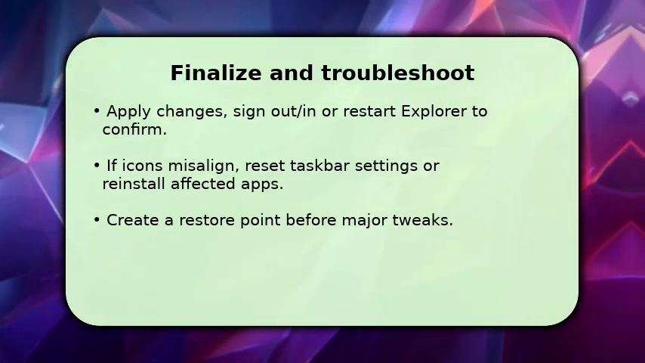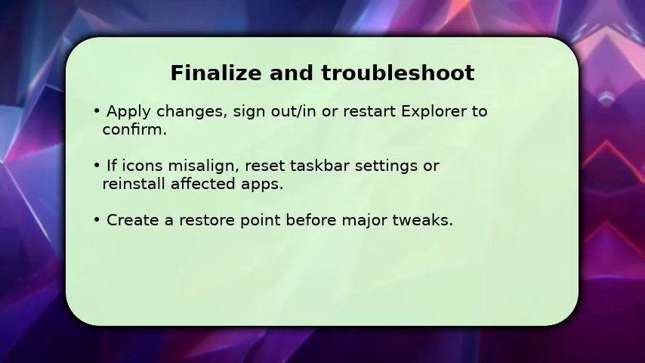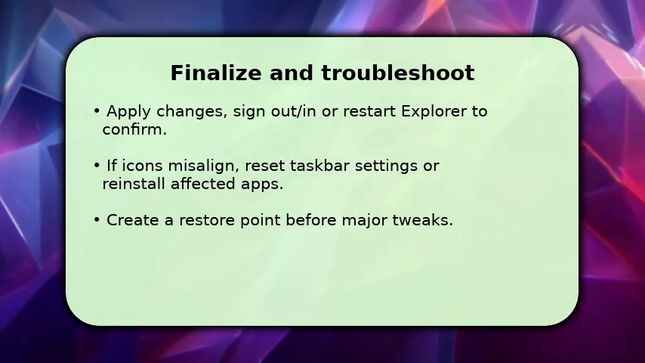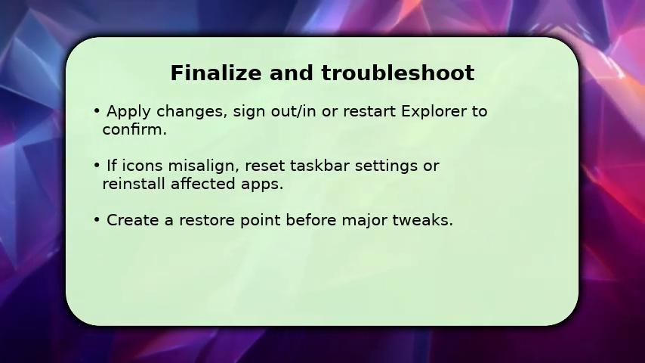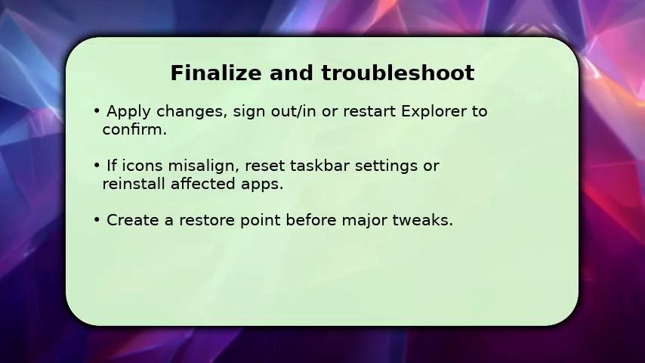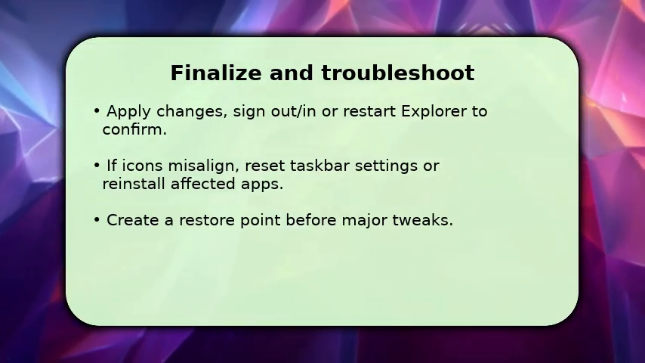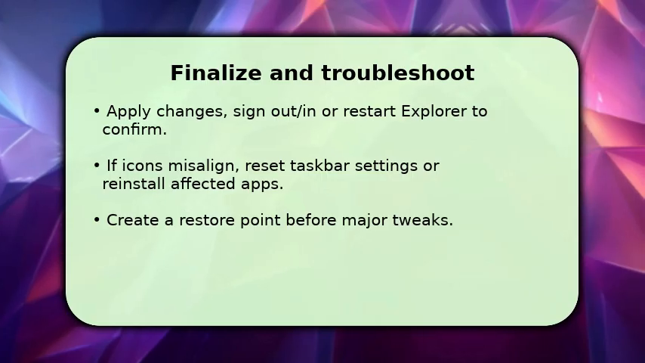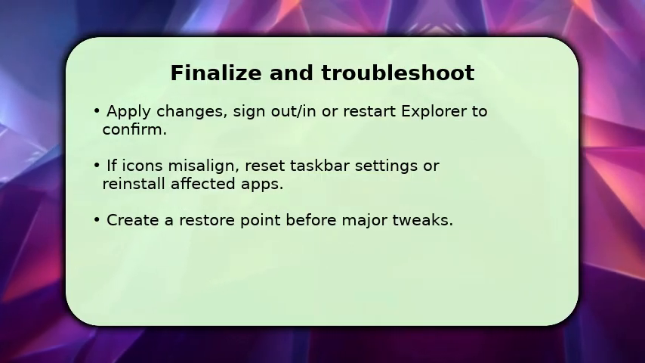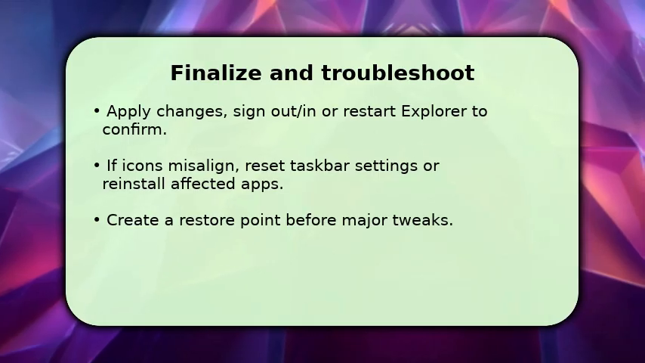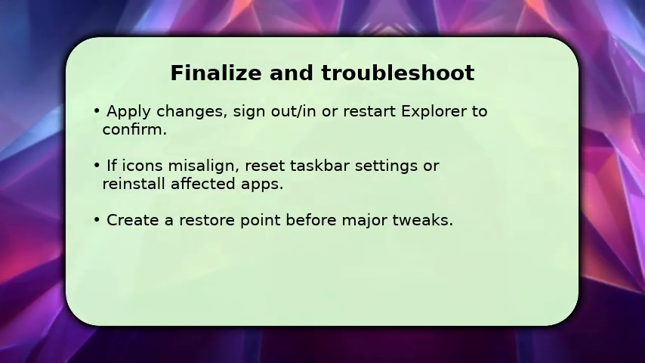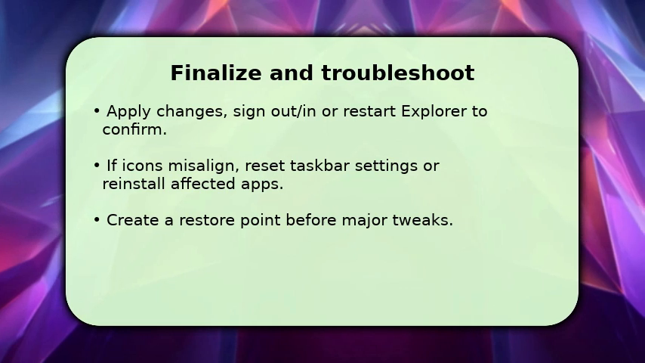If something looks wrong, icons misaligned, missing, or color issues, reset the taskbar settings to default and reapply custom choices, or reinstall the specific app whose icon failed to show. Make a restore point before major changes so you can revert quickly, and if problems persist, check for system updates because a patched bug often resolves odd visual glitches.